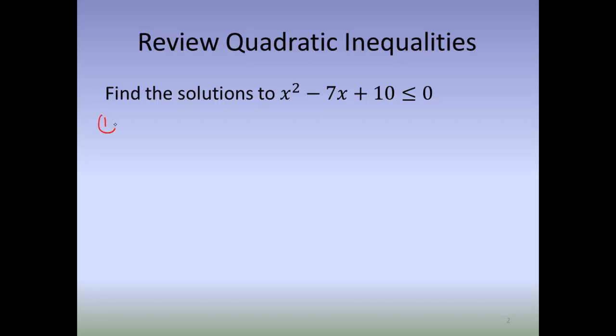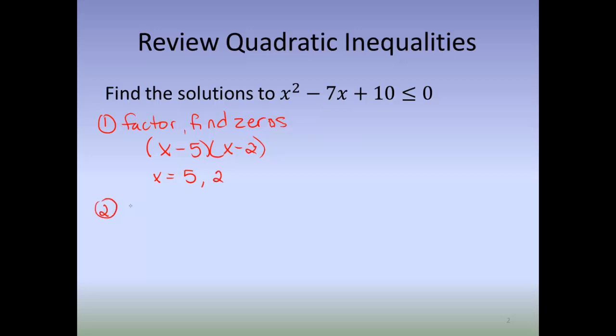The first way was to factor and find the zeros. This one would factor x minus 5, x minus 2, and it gives us the zeros of 5 and 2. And then the second thing we would do is make a number line to test the regions, to see where this thing will be less than 0. In other words, where is this going to be negative?